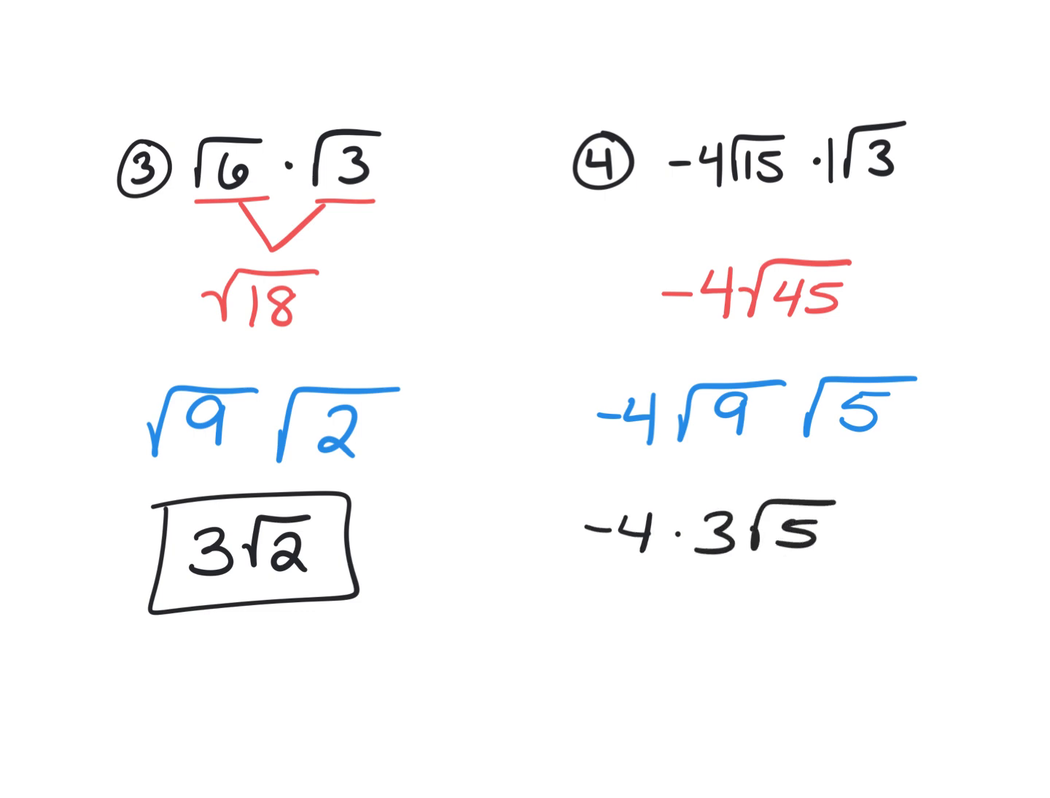Last thing we got to do. Multiply. We get negative 12 square root of 5.